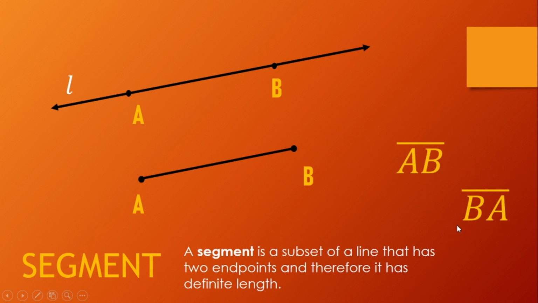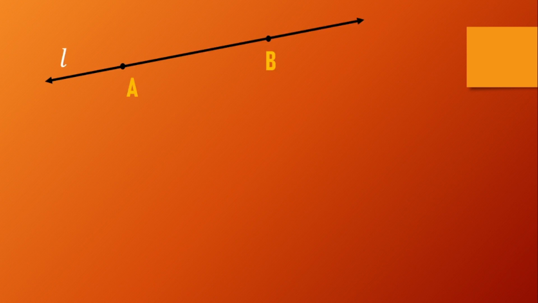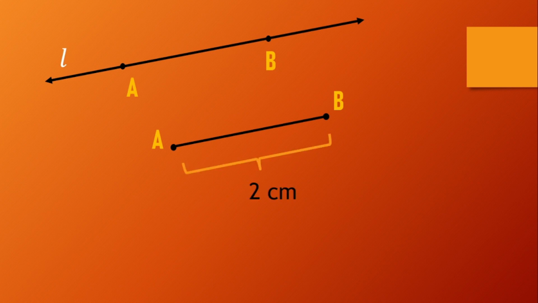Now, what if itong line segment AB natin, gusto natin magkaroon ng measurement or mineasure natin which has the 2 centimeter as its measurement. So, meaning to say, diba, sabi natin, a line segment, it has a definite length. So, let's say it is 2 centimeters. So, meaning to say, we can note this as AB is equal to 2 centimeter.